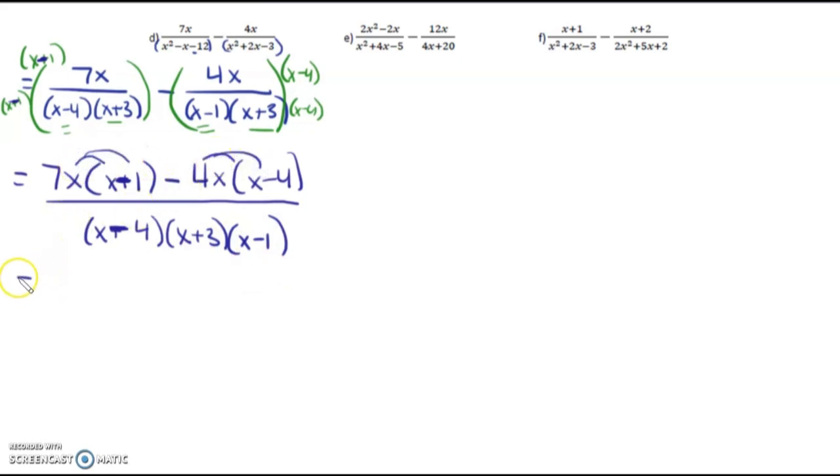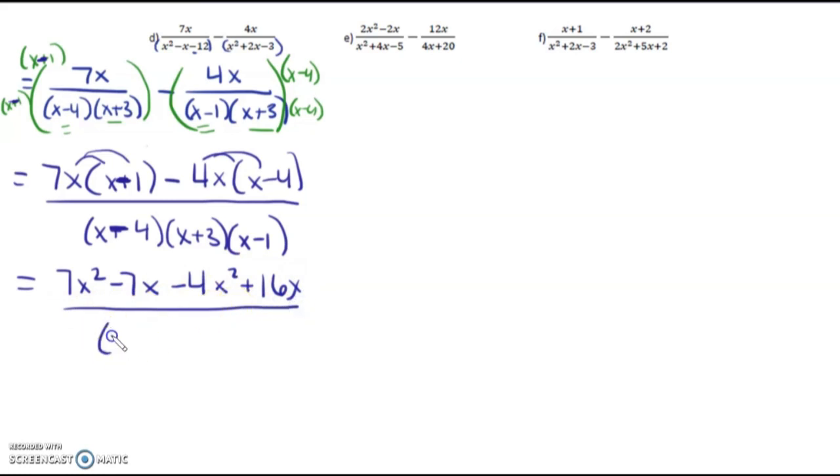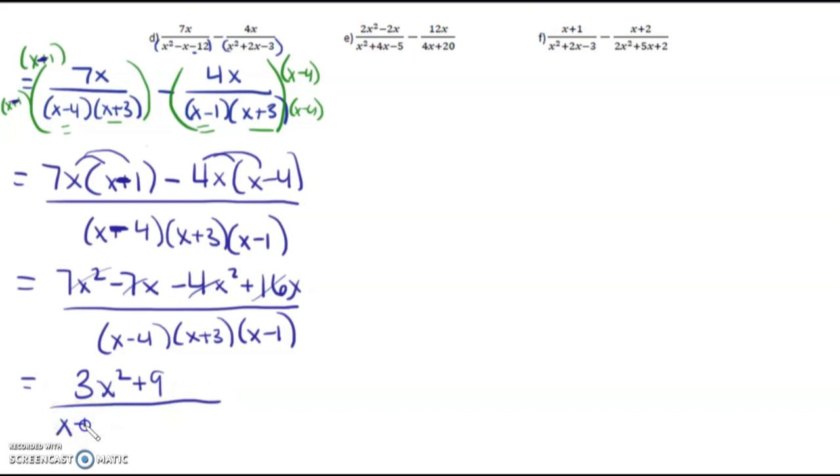Now we can distribute the numerators. I get 7x squared minus 7x minus 4x squared plus 16x all over x minus 4, x plus 3, x minus 1. So 7 minus 4, I get 3x squared, and negative 7x plus 16x, I get 9x. Okay, over x minus 4, x plus 3, x minus 1.